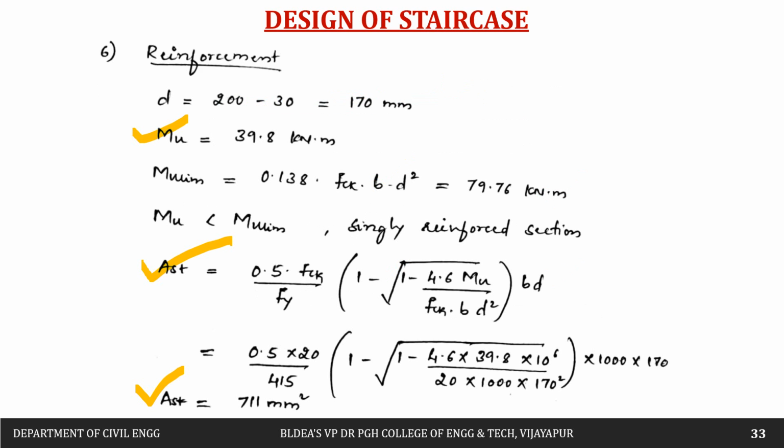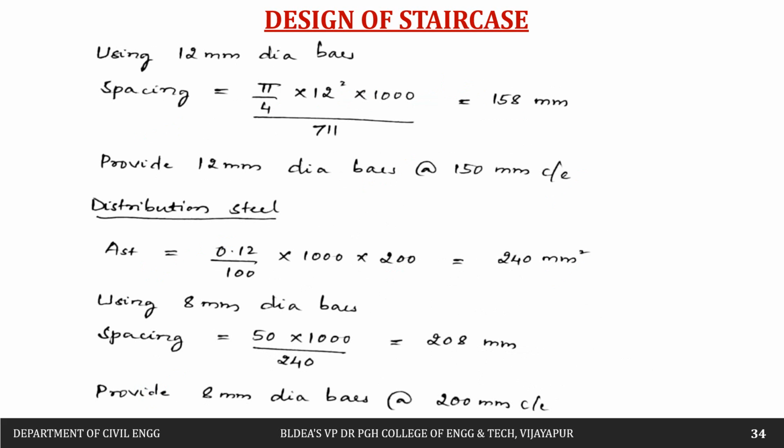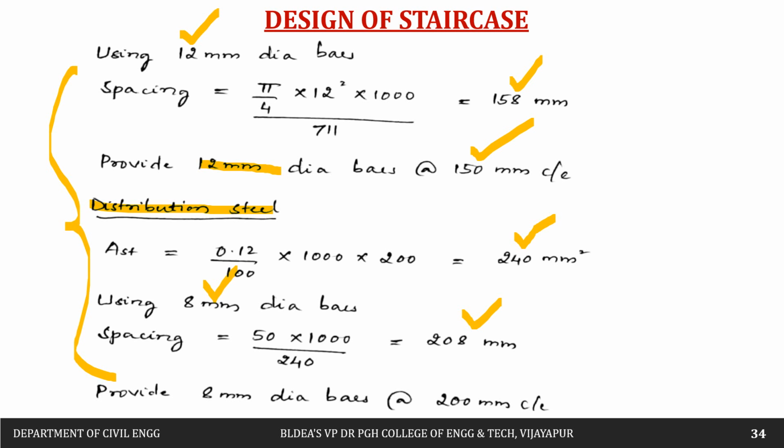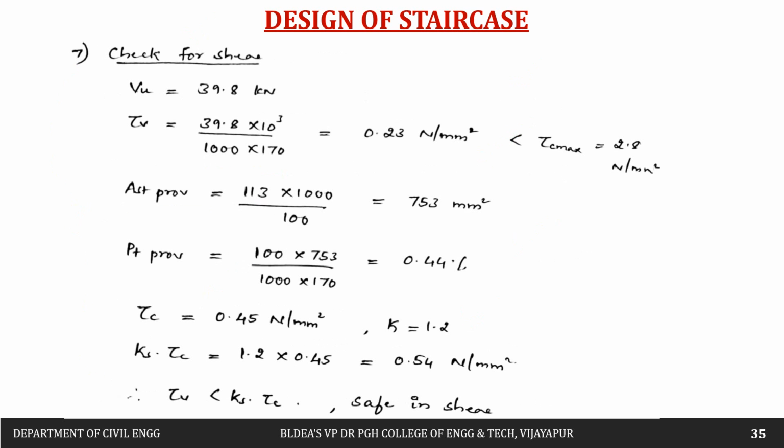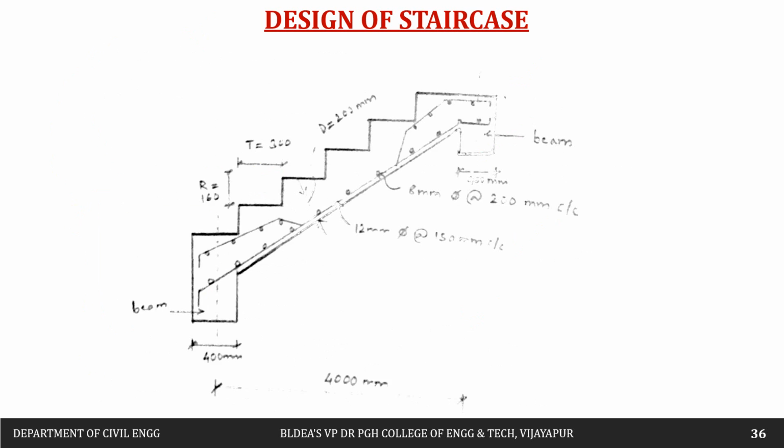Area required will be 711 mm square. Based on that, if you provide 12 mm bar, you require 158 mm. So we can provide 12 mm dia bars at about 150 mm center to center. If you calculate the distribution steel, it will be 240 mm square. If you are going to use 8 mm bars, the spacing will be 208 mm. Right? So everything will remain the same as what we solved in the earlier problem. The same concept has to be applied, only slight variations we have.